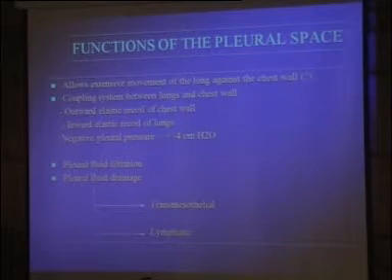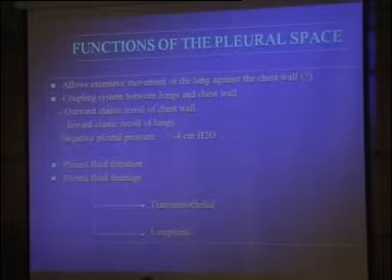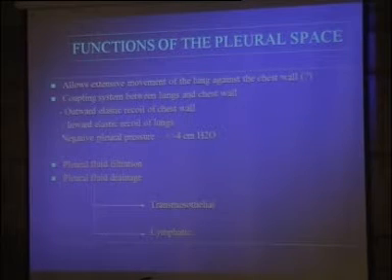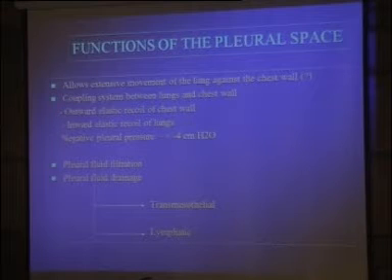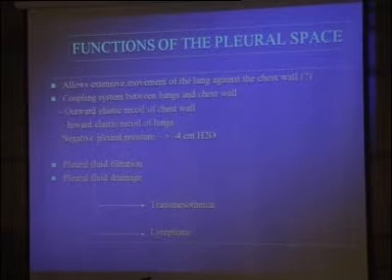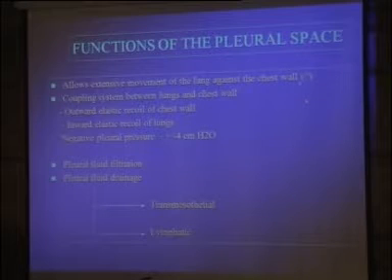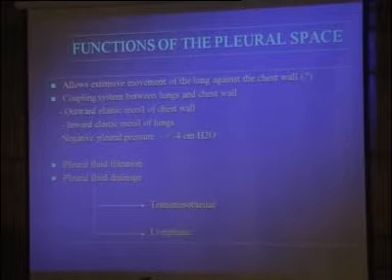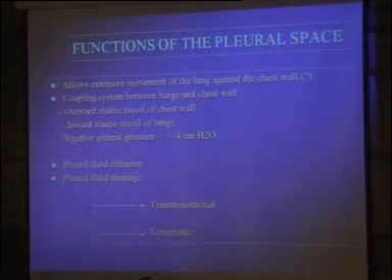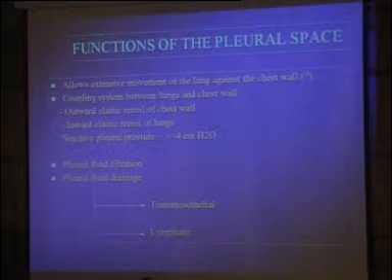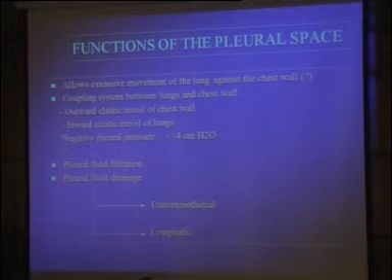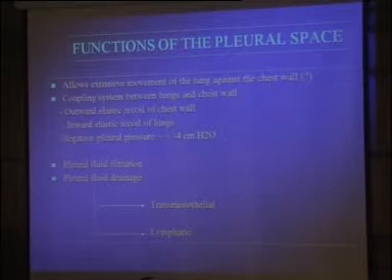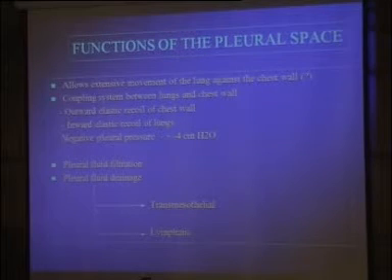What about the function of the pleural space? Our professor, our mentor, told us that it's a very important part because it allows extensive movement of the lung against the chest wall. As you know, maybe it could be questionable. For sure, it's a coupling system between lungs and chest wall, with outward elastic recoil of the chest wall and inward elastic recoil of the lungs, inducing a negative pleural pressure, as everybody knows, around 4 centimeters of water, negative or positive depending on the respiration.